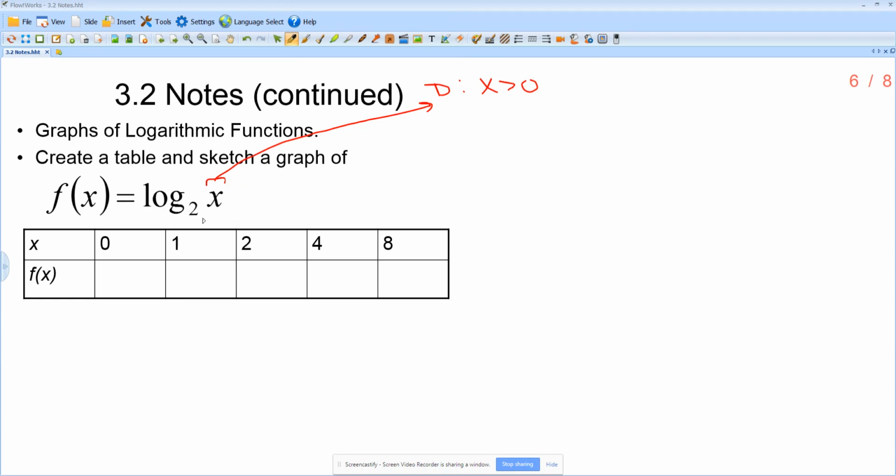And if you think about this rewriting in exponential notation, 2 to the power of f of x gives me x. So if x is 0, I'm saying 2 to some power gives me 0. Well, 2 to no power would give me 0. You know, if I make this negative, I just turn this over and make it 1/2 to something, which is still not going to get to 0. So this is just undefined.